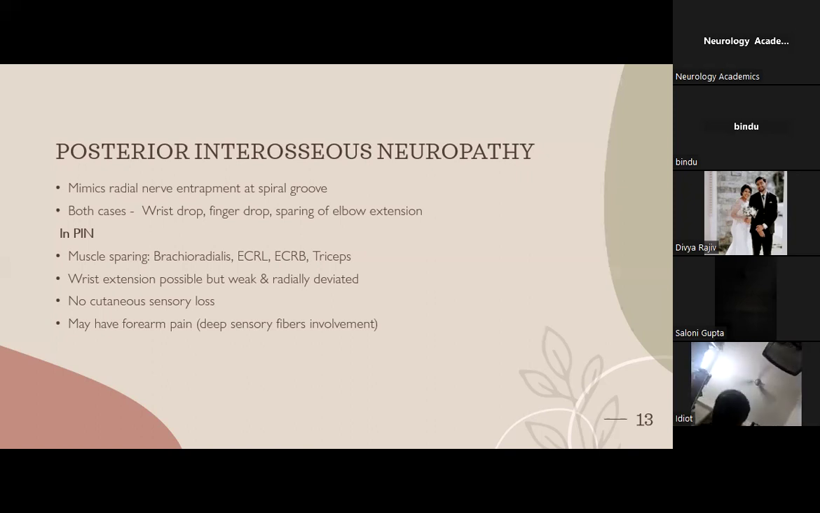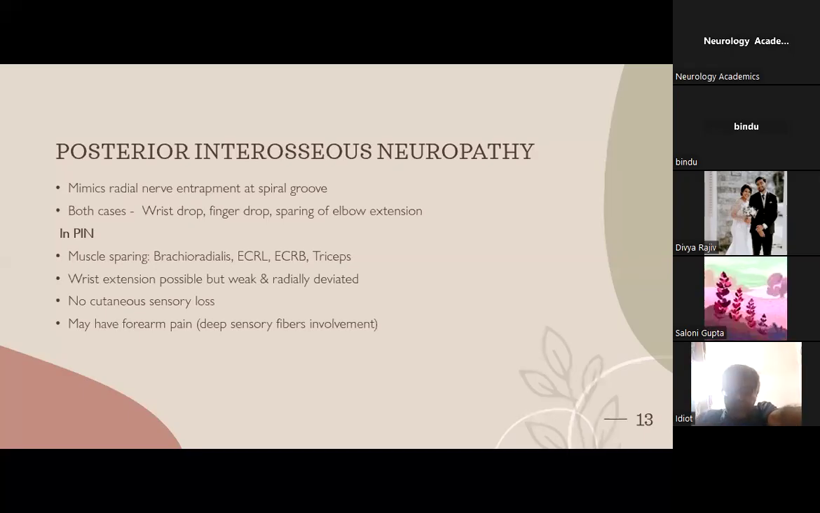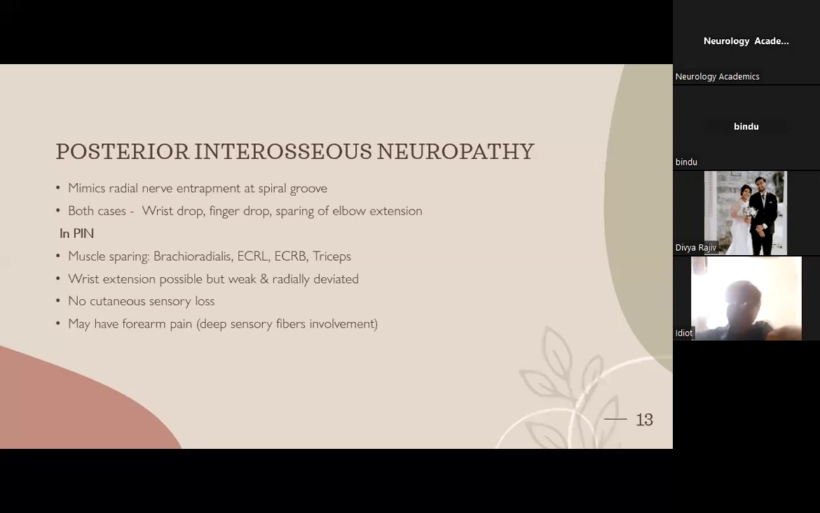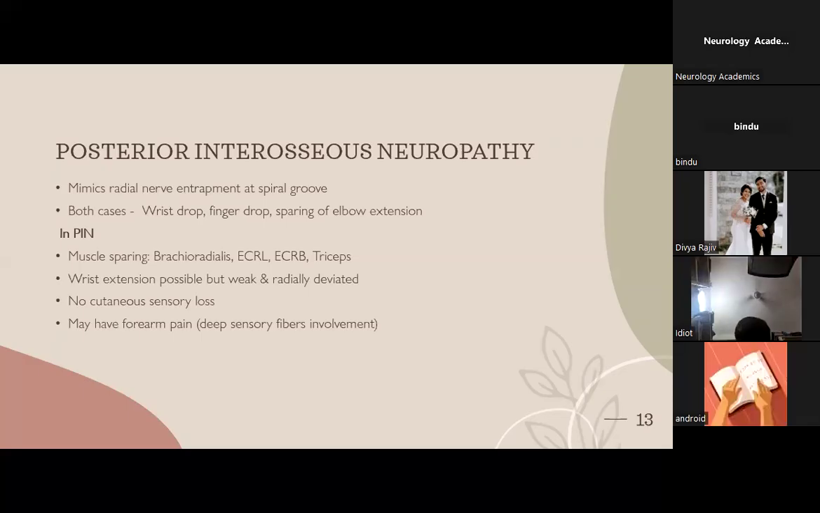The patient may have forearm pain because of deep sensory fibers supplying the interosseous membrane and also the joints. So the patient may feel some deep pain in the joints because of this deep sensory fiber involvement.